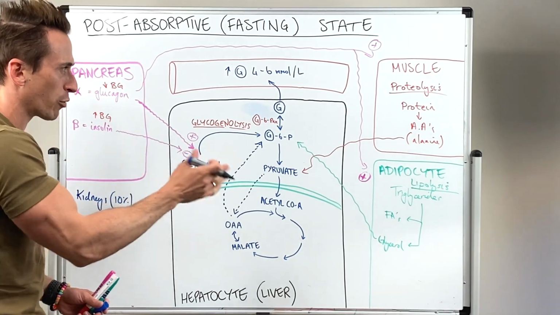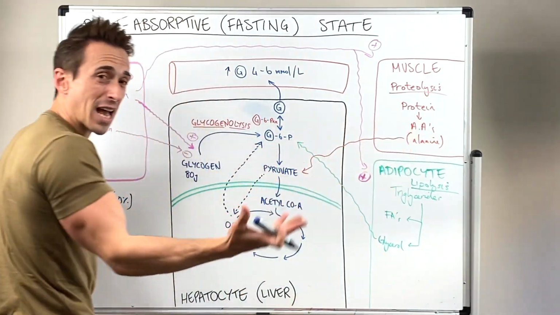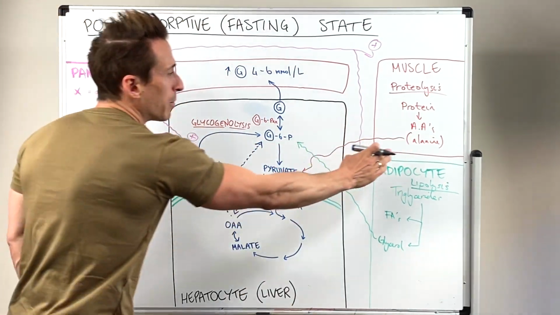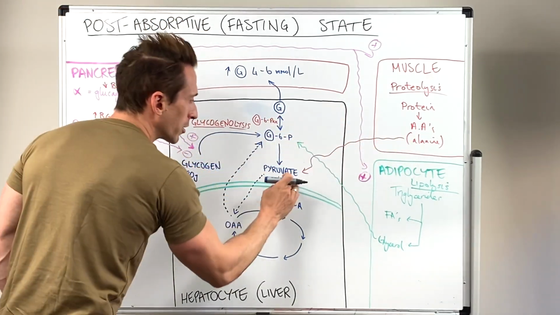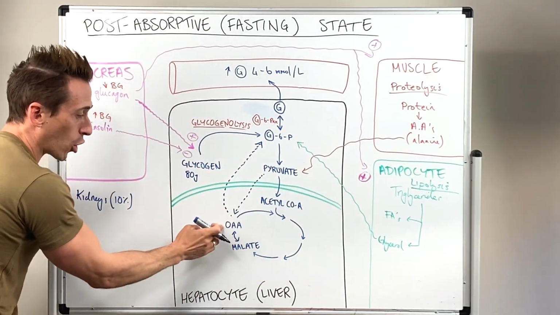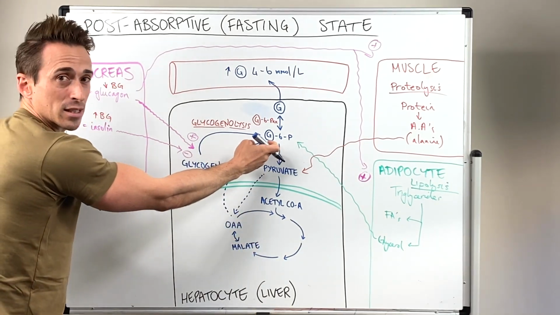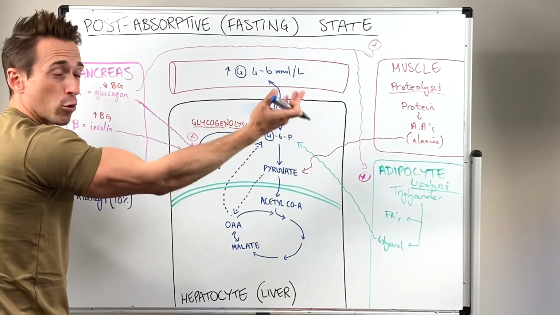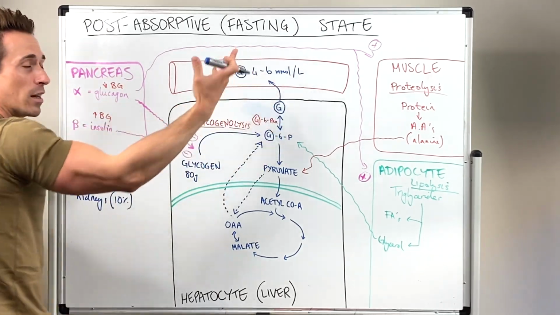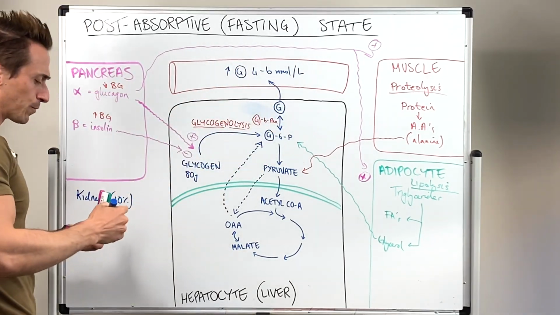Brilliant. So through this process, amino acids such as alanine, not all amino acids, but alanine specifically, turn into pyruvate. Pyruvate turns into oxaloacetate, leaves the Krebs cycle, can jump back into this glycolytic pathway, but go backwards, turn into glucose 6-phosphate, and increase blood glucose levels.